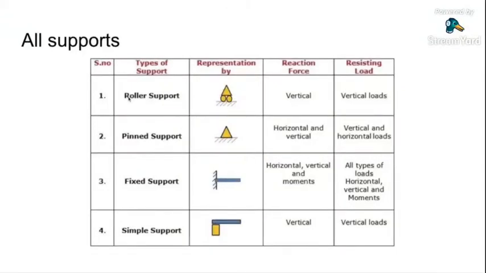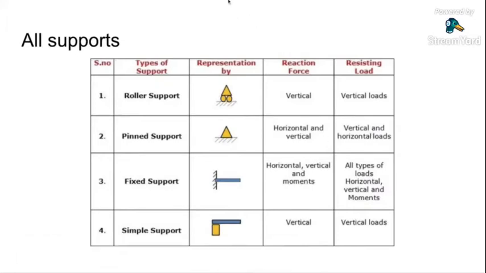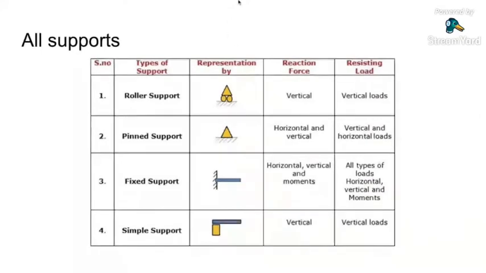Finally, if the support is a roller support, you have reaction only in one direction, the vertical direction. If it is pinned, this is hinged, you have two reactions, horizontal and vertical. If it is fixed, horizontal, vertical, and moment. If it is simple, it's just vertical. This is the resisting load, or the number of restrictions that you have. So hope this is clear.